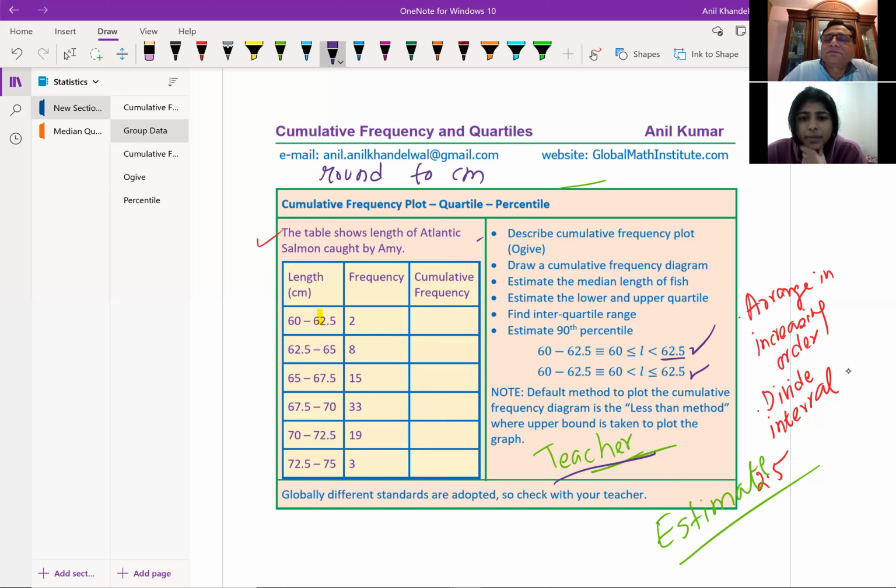Describe the cumulative frequency plot. Now, the cumulative frequency plot is given many different names. Let me just explore this part also. It is called an ogive.